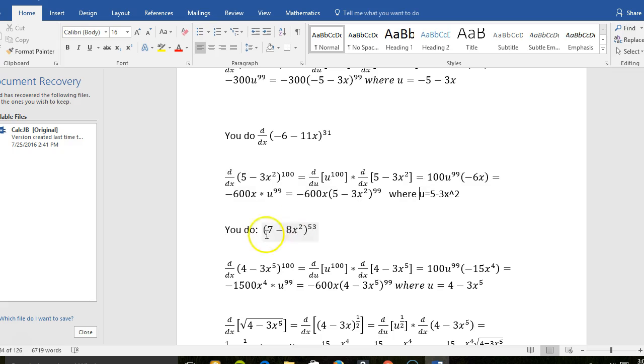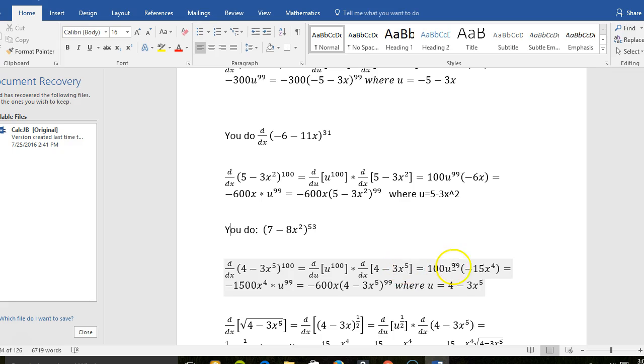So there's that one. And now this one I'll leave for you to do. Now this one, d by dx of 4 minus 3x to the 5th, all to the 100. Again, we do d by du of u to the 100th times d by dx of 4 minus 3x to the 5th. And now, guys, as before, we get 100 u to the 99th. Now, remember, d by dx of 4 is just 0. The derivative of the difference is the difference of the derivatives. And then 0 minus the derivative of 3x to the 5th. So in other words, we're doing d by dx of negative 3x to the 5th.